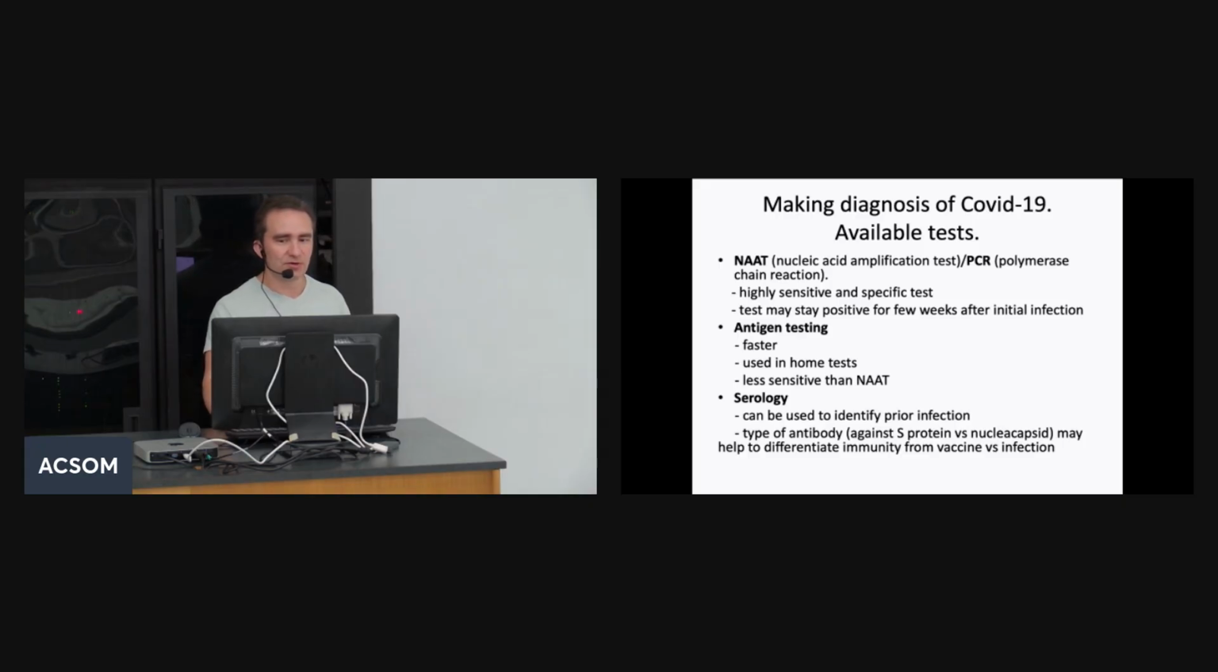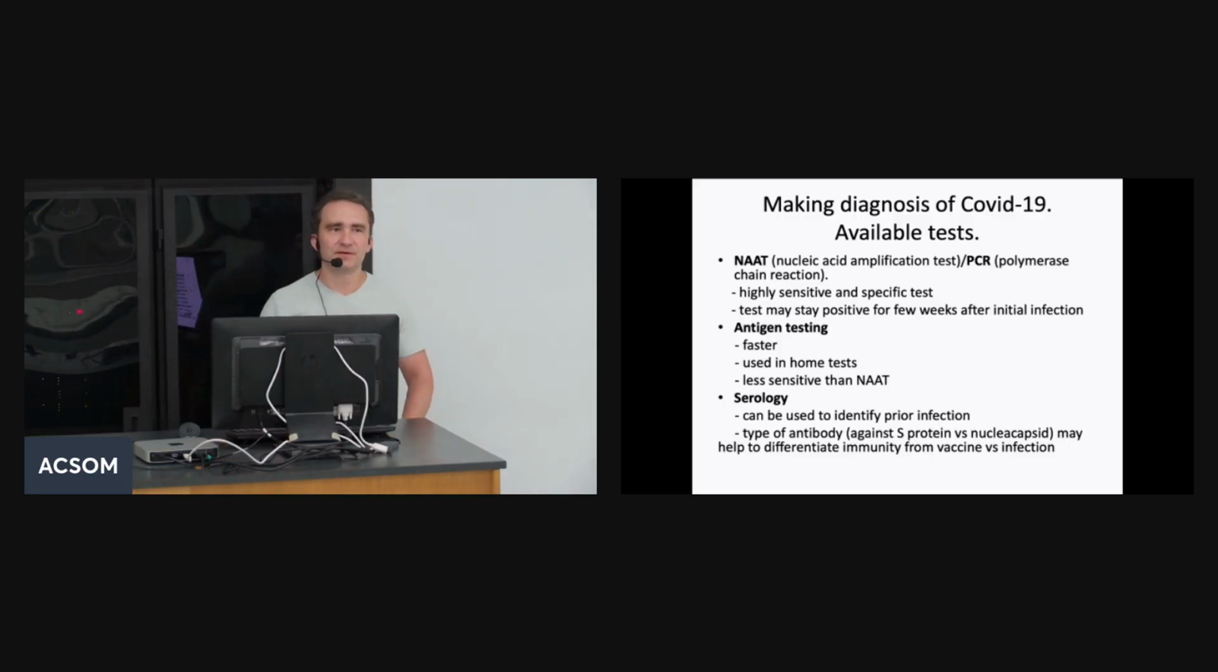And usually it wouldn't stay positive for a long time. And then there's serology, when you check antibodies. It can be used to identify prior infection. If you check antibodies against S protein, it would be the same antibody whether you had a vaccine or you had infection, so you will not be able to tell the difference.